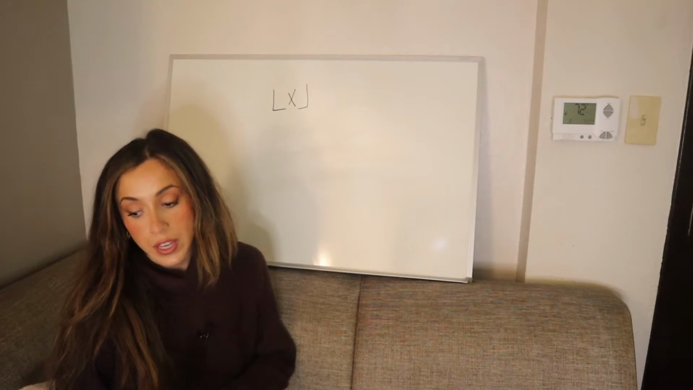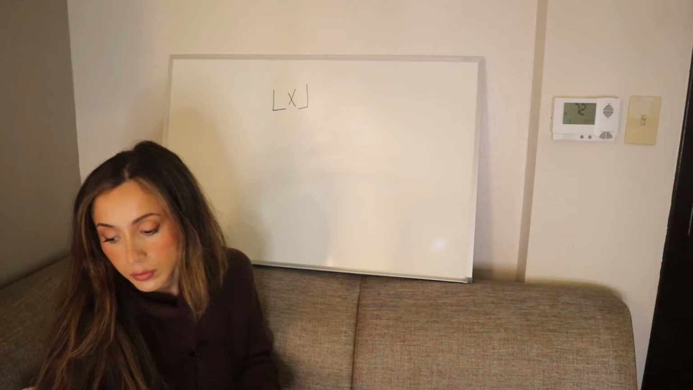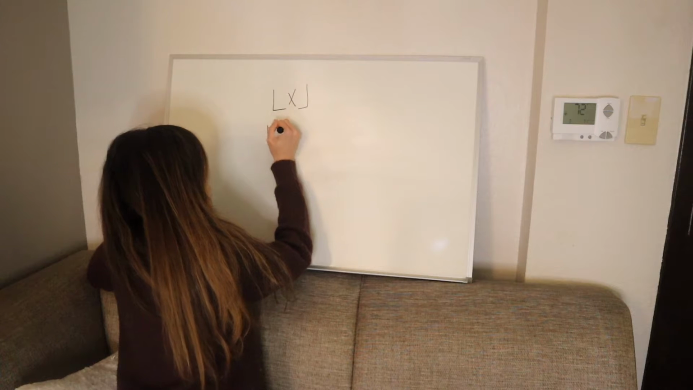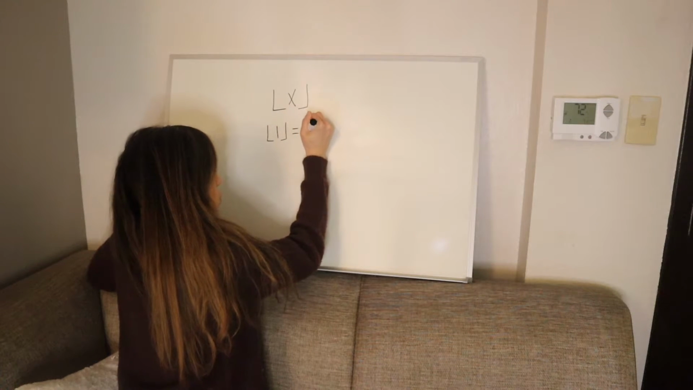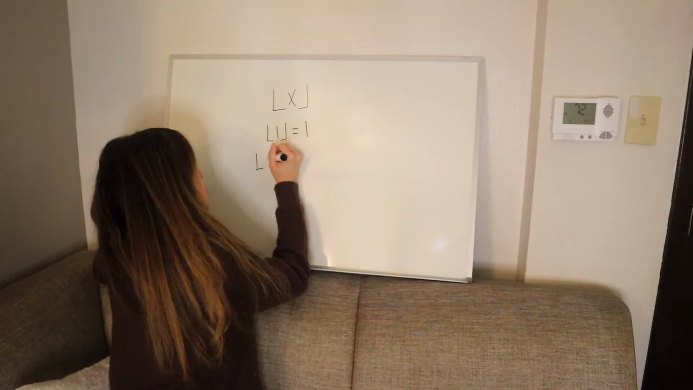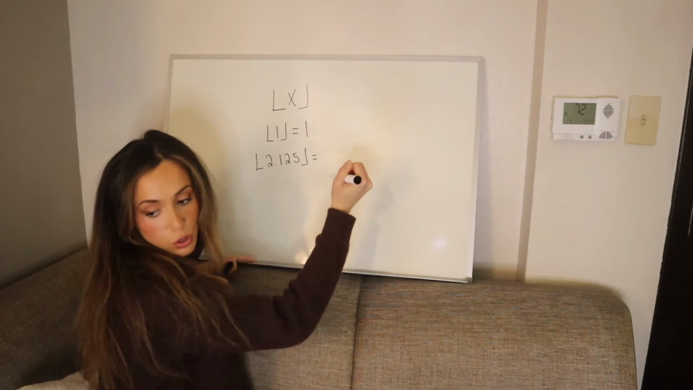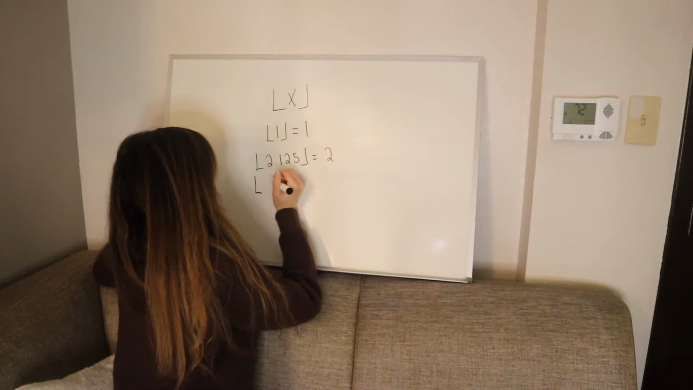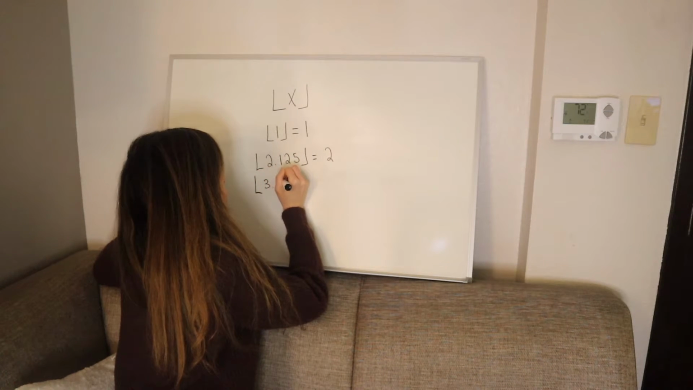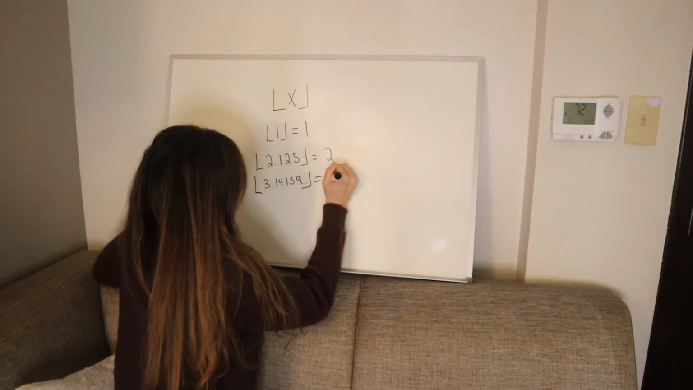Now let's look at the floor function. The images of this function are the integer part of whatever is inside the floor bars. The integer part of 1 equals 1. The integer part of 2.125 equals 2. The integer part of 3.14159 equals 3.